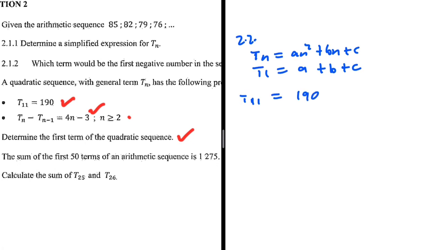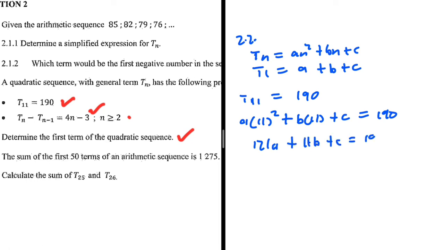But in terms of Tn, we're going to have a multiplied by 11 squared plus b multiplied by 11 plus c being equal to 190. So what is 11 squared? We know that to be 121. So we're going to have 121a plus 11b plus c being equal to 190. So clearly we can't do anything amazing with that piece of information. We need to find another way to generate more information because we are not given a lot.